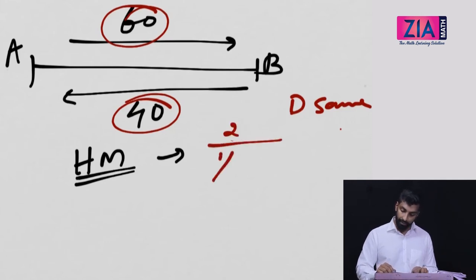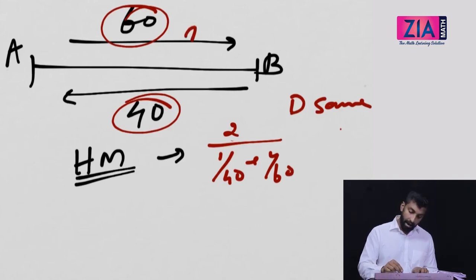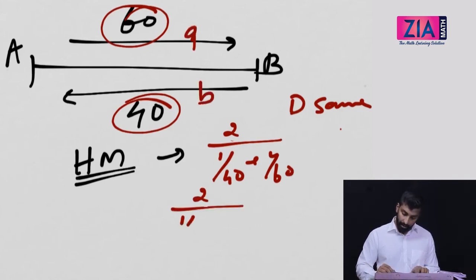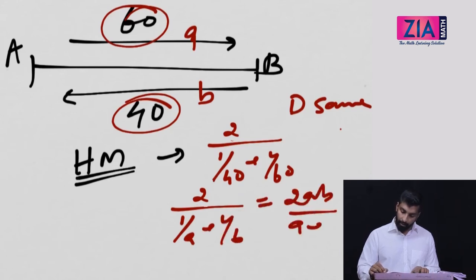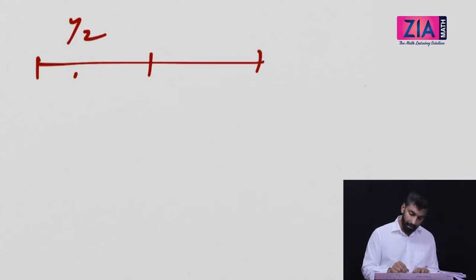That is nothing but 1 by 40 plus 1 by 60. Or if A and B are the speeds, you will write it as 1 by A plus 1 by B, that is nothing but 2AB by A plus B. Right? Now instead of this, they can ask you like this also. First half at 60, second half at 40.